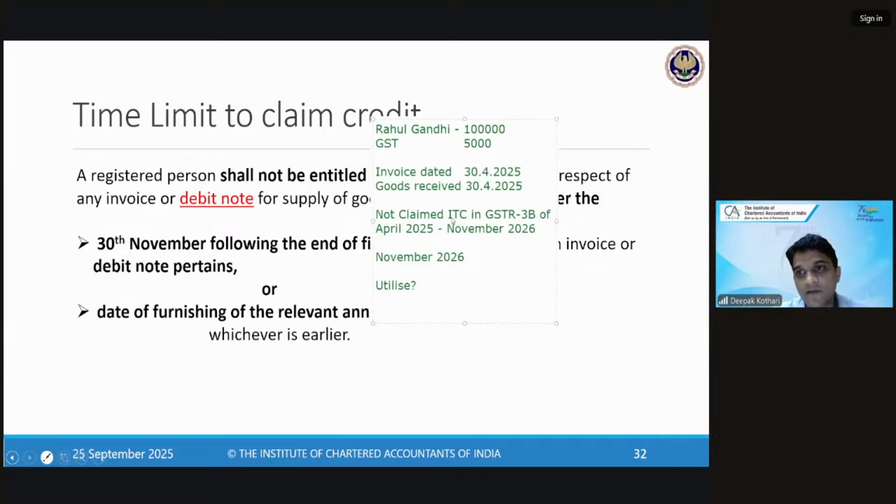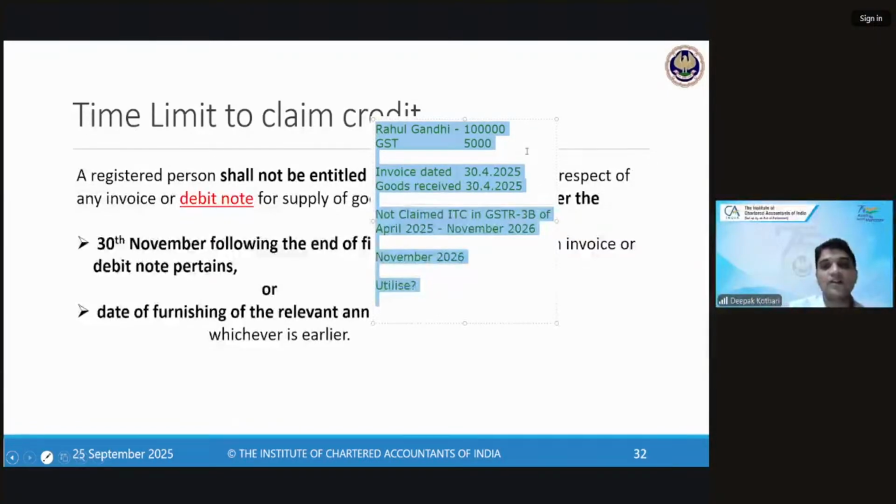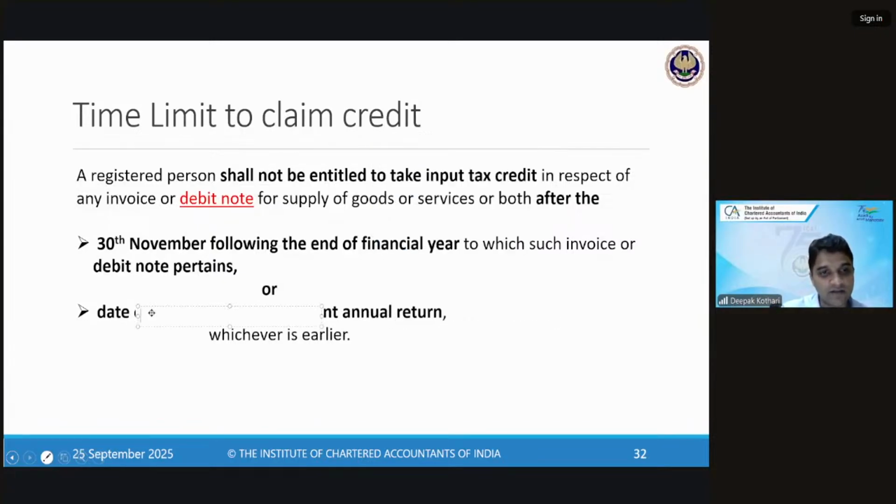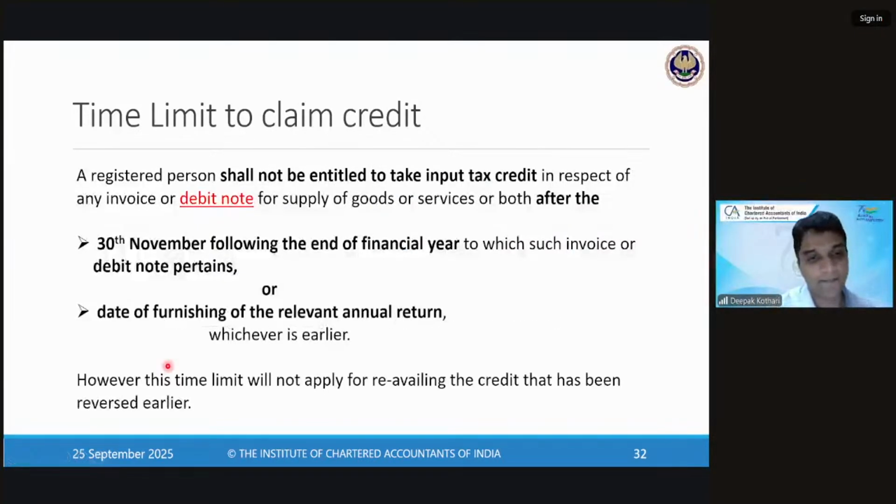Yes. So once you avail it, the time limit applies to it coming into your returns, that is called availing. Once you avail it, you can utilize it anytime. Utilizing is when you offset it against your sales. You can utilize it anytime after you avail it. So the time limit given under the law is for availing it. Once you avail it, you can utilize it anytime.